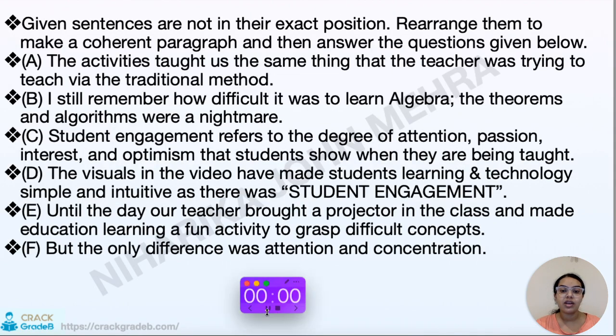That's your next question. Again, a para jumble. These are questions taken from previous years, so you can understand the difficulty level, the way questions are asked, and how you will be doing.